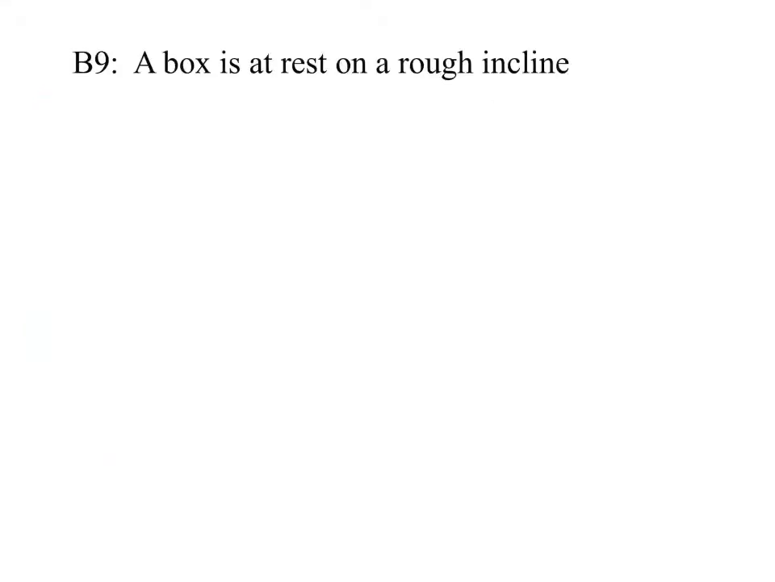Okay? So, for example, let's just draw a few free body diagrams so you get an idea of what's going on. So a box is at rest on a rough incline. What does that mean, rough? That just means it's telling you that there's friction, right? Because if it's a rough surface, we know that there's definitely going to be friction.